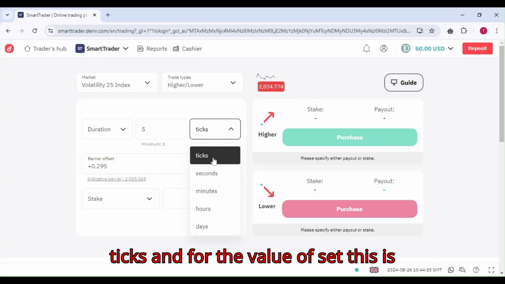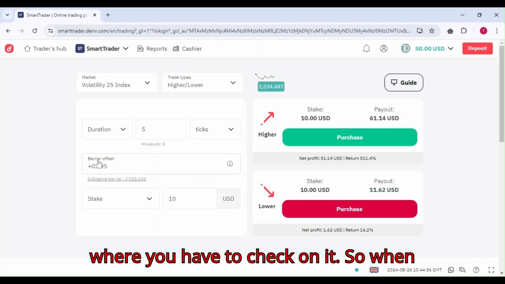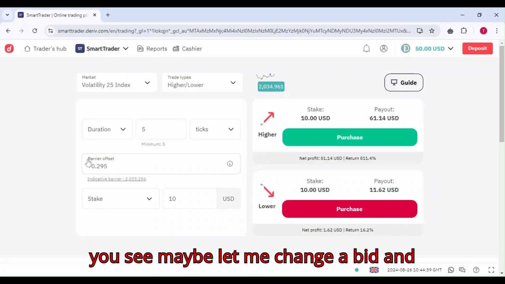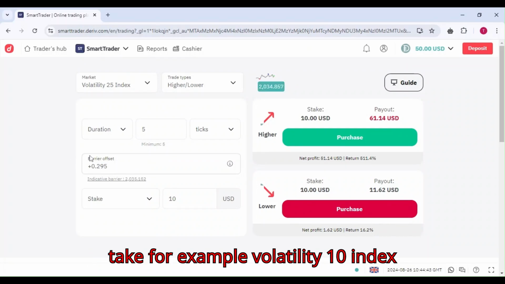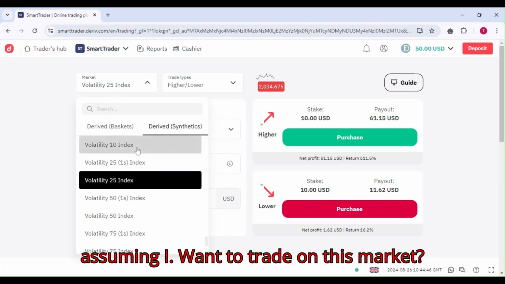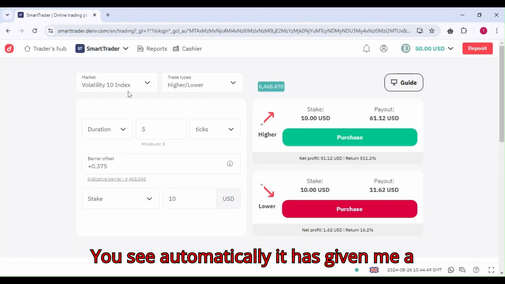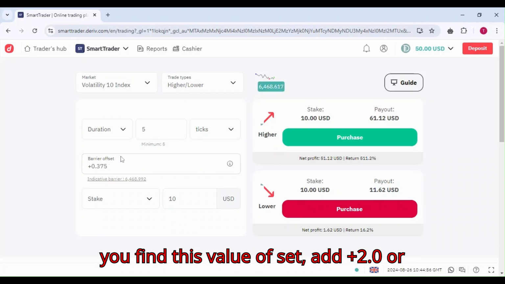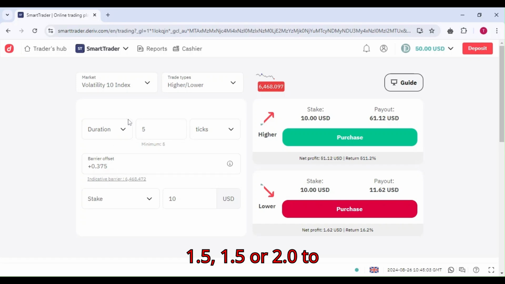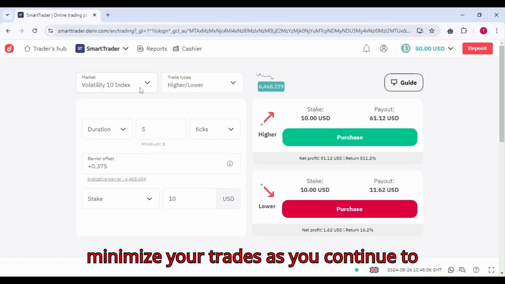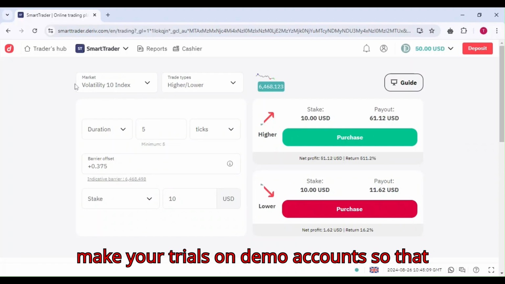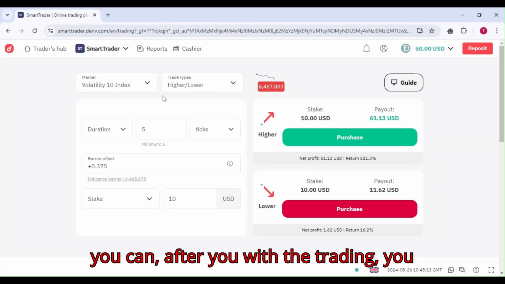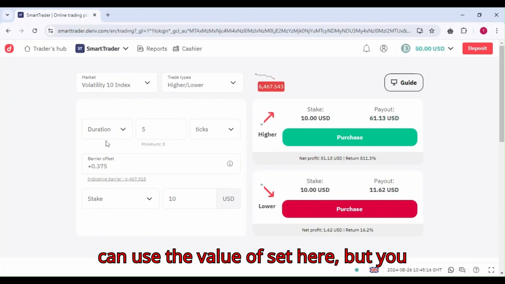So use ticks, and for the value of set, this is where you have to check. Maybe let me change a bit and take, for example, the volatility 10 index, assuming I want to trade on this market. You see, automatically it has given me a value of set. For beginners, when you find this value of set, please add plus 2.0 or 1.5 to minimize your trades as you continue to make your trials on demo accounts. After you are done with the trading, you can use the value of set here, but you can change it.